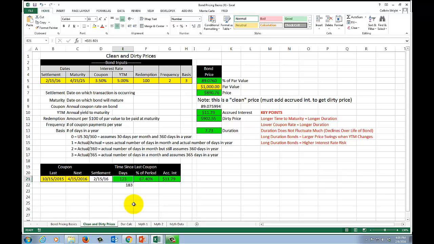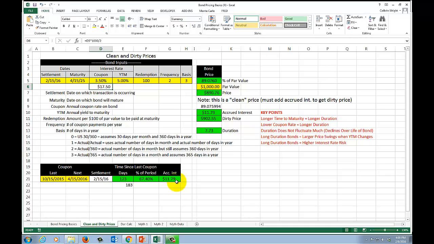123 of those days will have elapsed when settlement occurs. That represents 67.4% of the period. Now, what's the total coupon payment? Let's think about the total coupon payment. The total coupon payment is 3.5% times $1,000, but this is semi-annual, so we have to divide that by 2. So the total coupon payment is $17.50.